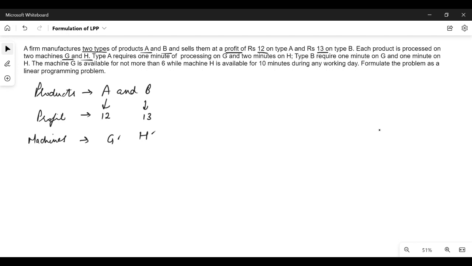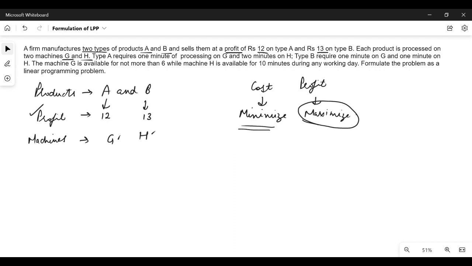Now see, the first thing we have to check while formulating any linear programming problem is whether it is a case of cost or profit, because every firm wants to minimize the cost and maximize the profit, right? So here the profits are given. So it means that the problem is related to maximization. If cost is given in the question, then we can say that the problem is related to minimization. But right now we have a profit of 12 and 13. So we say that this is a case of maximization, right?